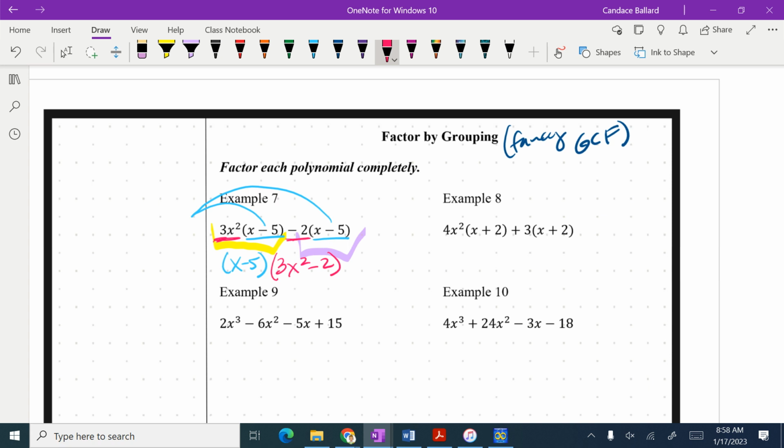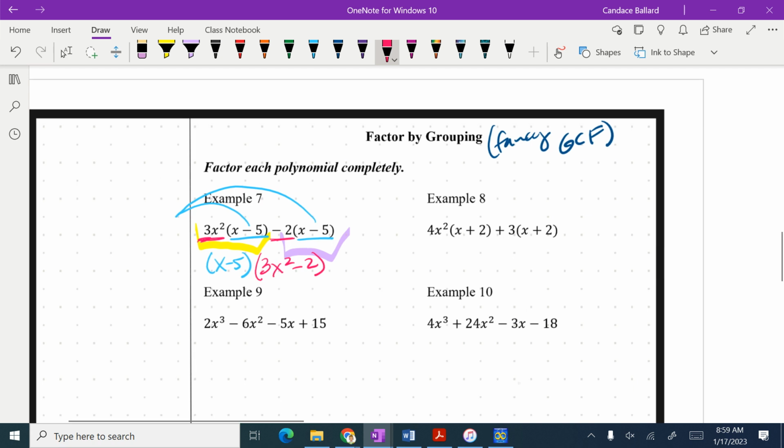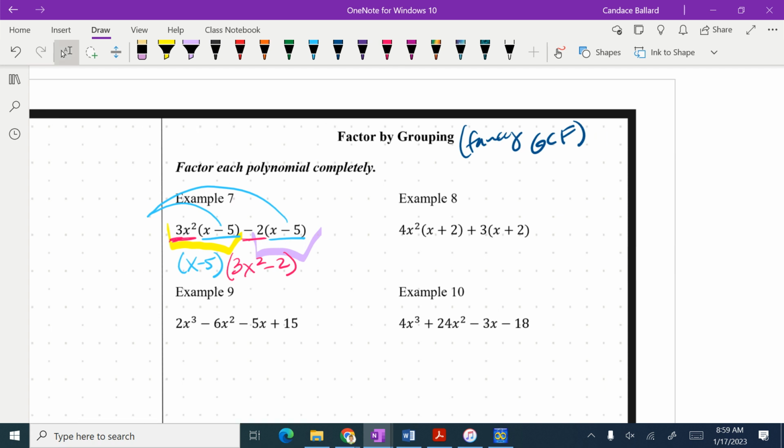All right, I want you to try number 8. See if you can figure out the ugly greatest common factor that's going to go out front and write it down one time and then write down what remains. So everybody just try it on your own once. Okay, let's take a look.